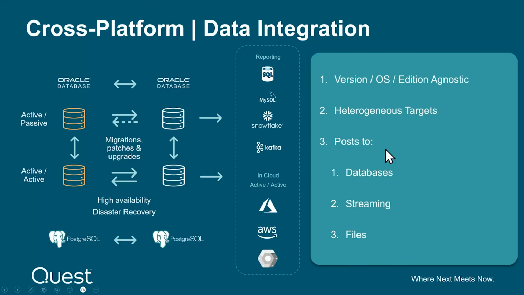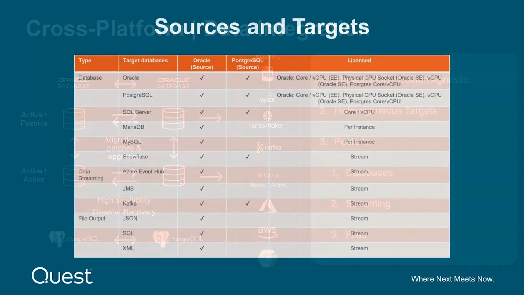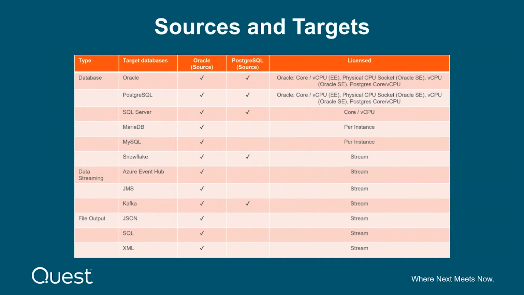And I've got a chart on the next page, and it groups into posting between databases, streaming technologies, and files. Let's take a look. We can source data from either Oracle or Postgres. It doesn't matter if it's in the cloud or on premise. You can see here's Oracle in the third column, Postgres in the fourth. And these are all the different target databases that we're able to write to.